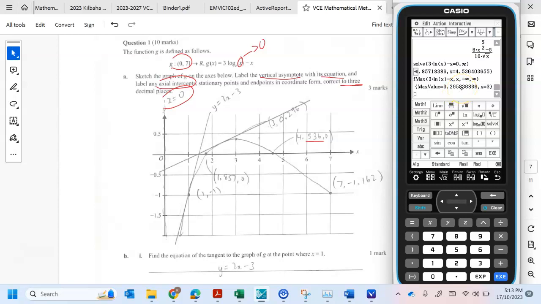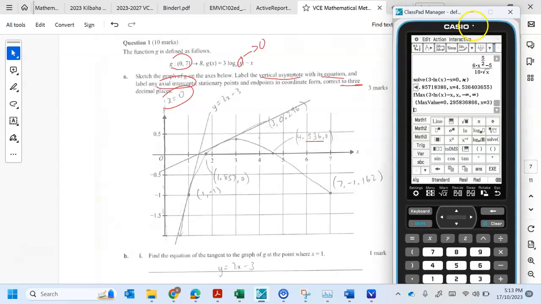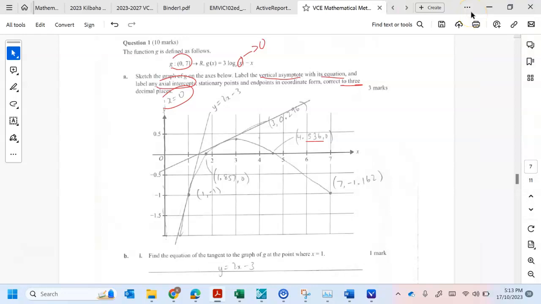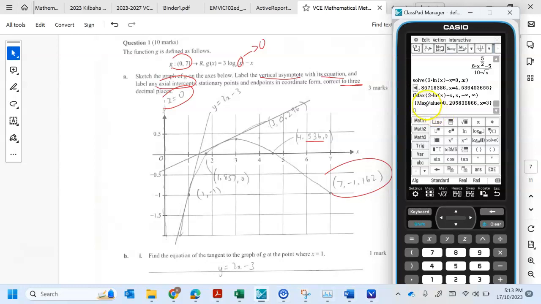All right, you can see some other lines on the page. That's just because later on I have to draw tangents. Just make sure if you're drawing anything on the graph that it's clearly labeled. Oh, and also you needed that endpoint. So just going back to my calculator, you can just paste.